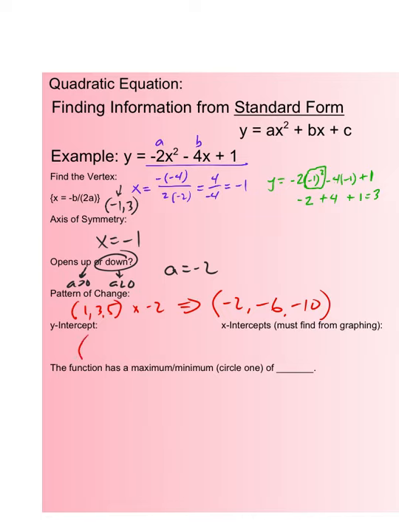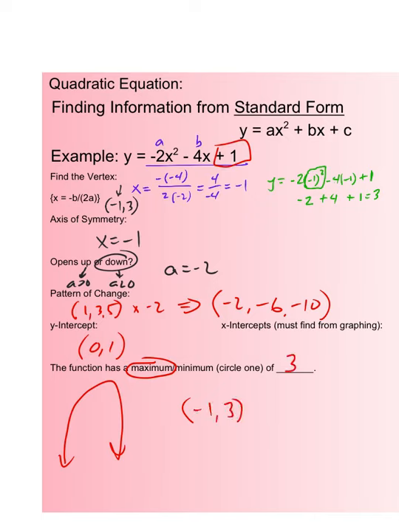Our y-intercept, again, the beauty of this formula is it does give you the y-intercept. So our y-intercept there would be at the point (0, 1). And does it have a min or a max? Well, we noted that it opens down because of that -2 as the leading term there. So it does have a maximum value, and that maximum value is at the vertex, which is (-1, 3). So our maximum y value there is 3 at the x value of -1.